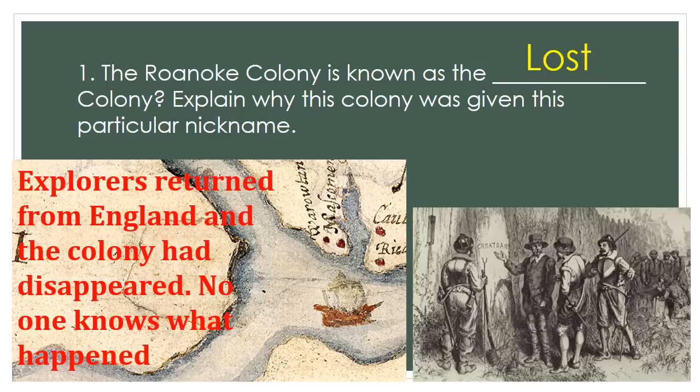We obviously know now that they could have joined the Croatan Indians, or perhaps they died of starvation, or maybe even they left as a group to go further inland. But as far as that colony surviving, we call it the Lost Colony. And it was a failed attempt at a settlement.